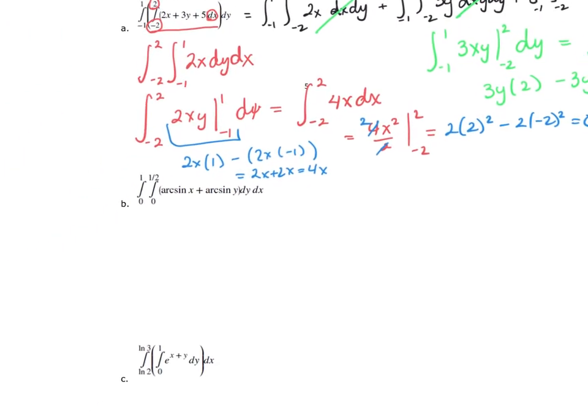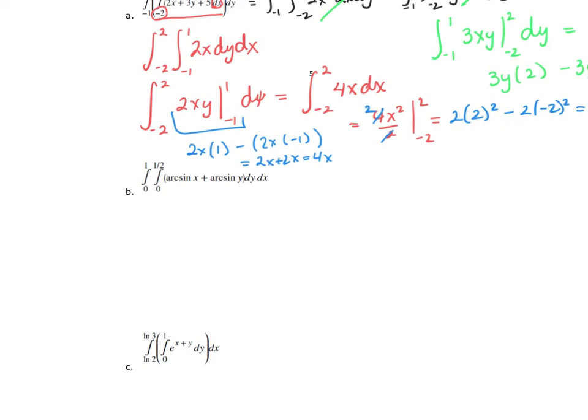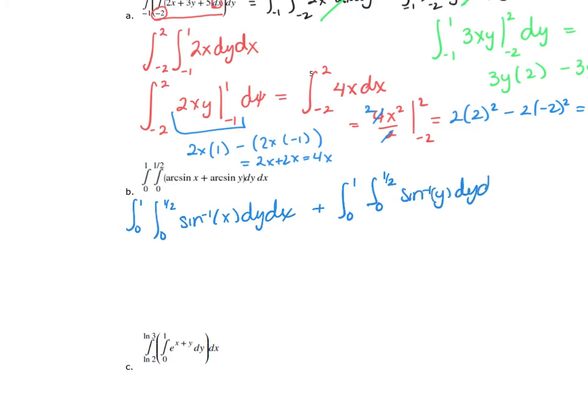Now let's take a look at this one. This one is going to be interesting. It's going to involve probably maybe integration by parts. Let's not start with that first. Let's break it into its bite-sized pieces. Now I'm going to go from 0 to 1 and 0 to 1/2 of the sine inverse, which is the arc sine of x, dy dx, and then plus from 0 to 1 and then 0 to 1/2 of the sine inverse of y dy dx.